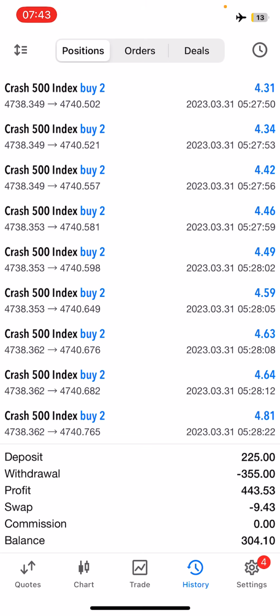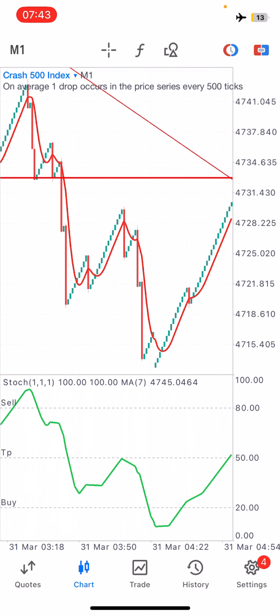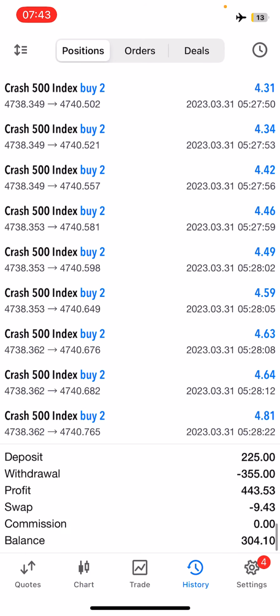Today, I'm so excited to share with you guys this simple line boom and crash strategy that managed to make me over $443. Okay, this is just from a deposit of $225, as you can see on my screen, and I actually managed to make a withdrawal of $355 from this account.